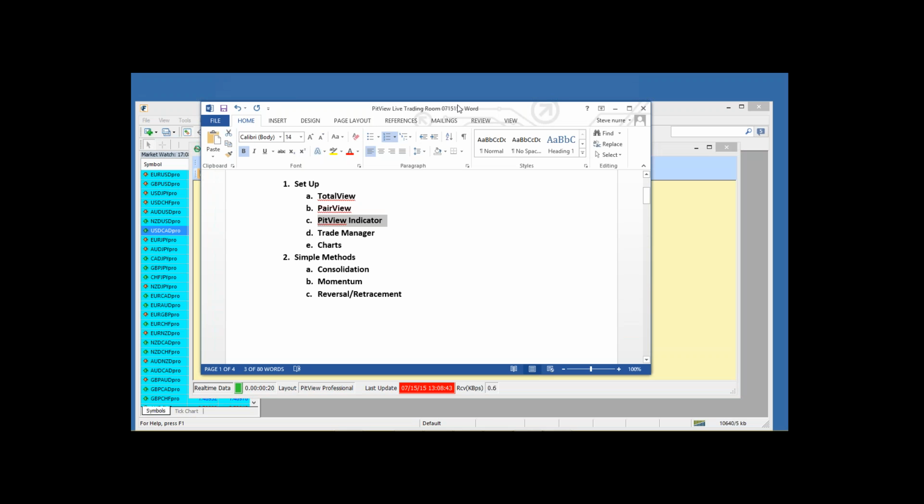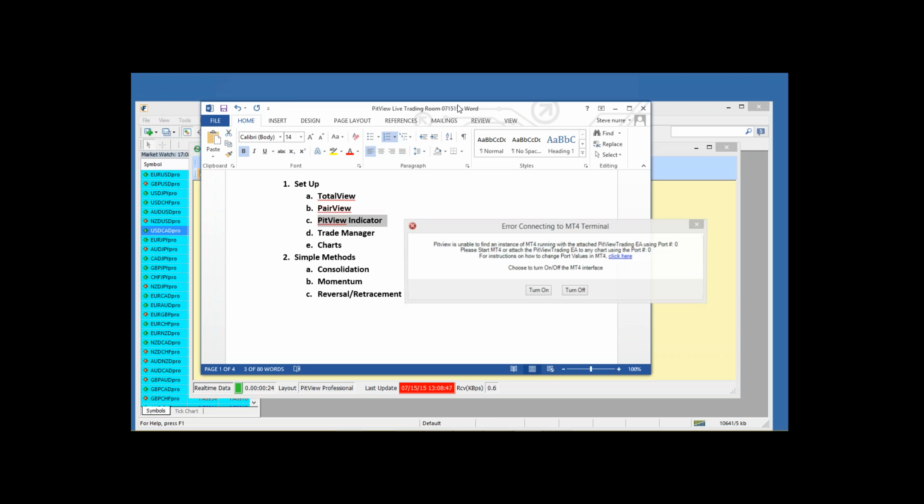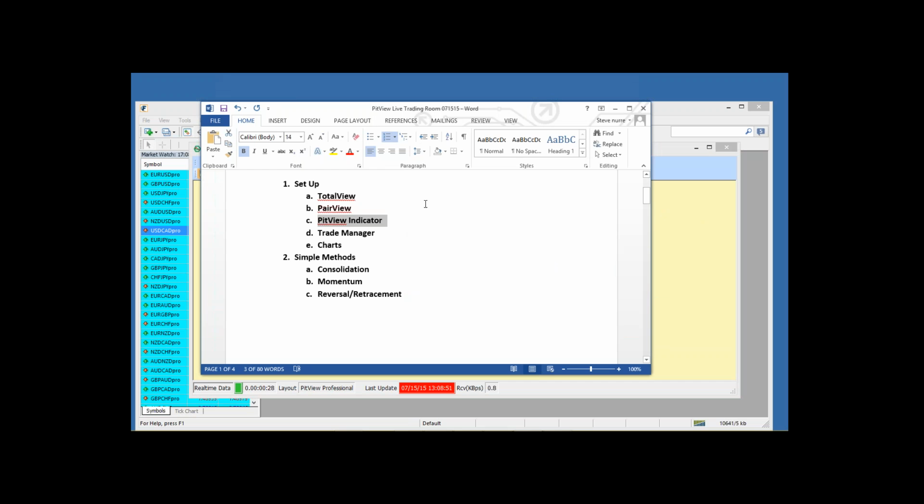So first, let me just go through my setup as far as what I look at every day. Now, obviously, I'm using one computer and one screen here, but I'm going to go through how I set up my entire PitView setup for when I do my swing trading, especially when we do it in the live class in the morning. And that should erase a lot of the doubt or confusion, if you will, of what people are seeing when we go into the live trading room.